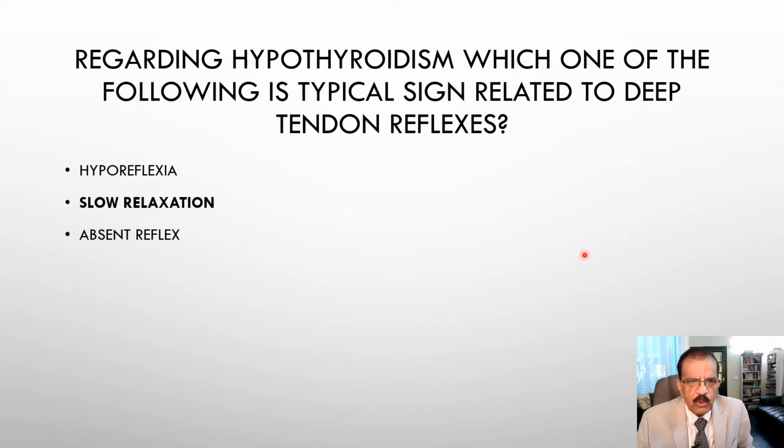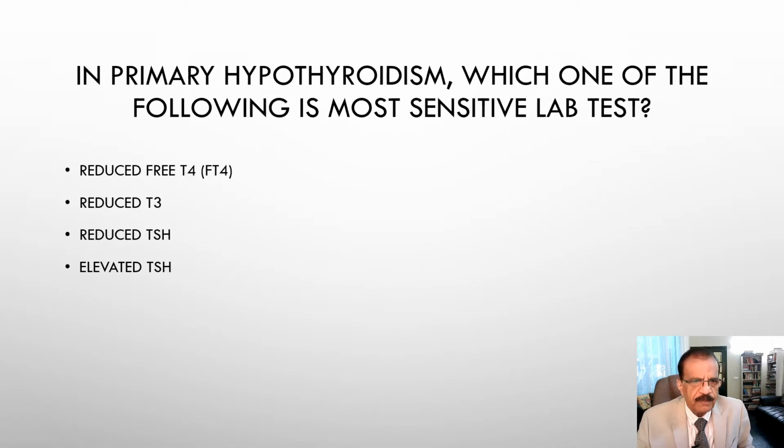Next, let's proceed to the next question now. In primary hypothyroidism, and I'm sure you know what is primary hypothyroidism, when the problem is the thyroid gland itself, which one of the following is the most sensitive lab test? Meaning, which one will become abnormal first of all? Reduced free T4, abbreviated as FT4, reduced T3, reduced TSH, or elevated TSH.